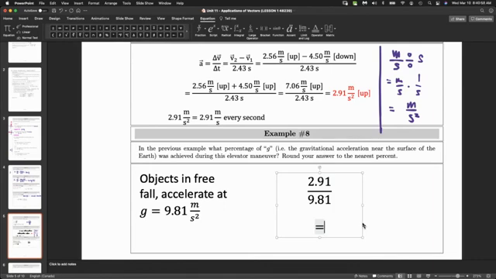I'm trying to do it in my head. I got 0.3 something. Is it 0.30? Yeah, not bad. I think it's closer to 0.3. I'm just trying to do the long division.